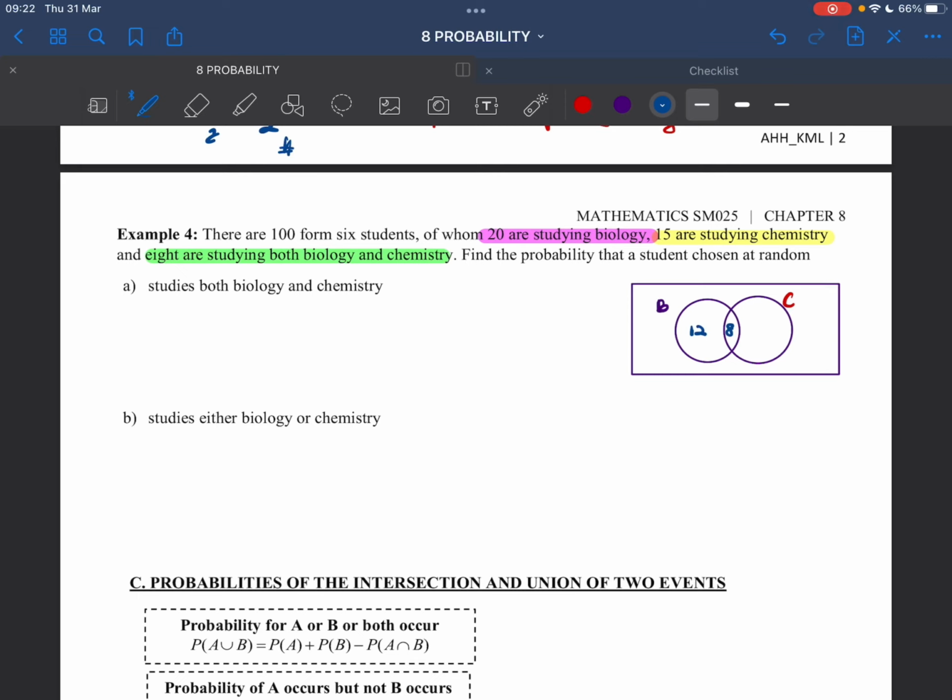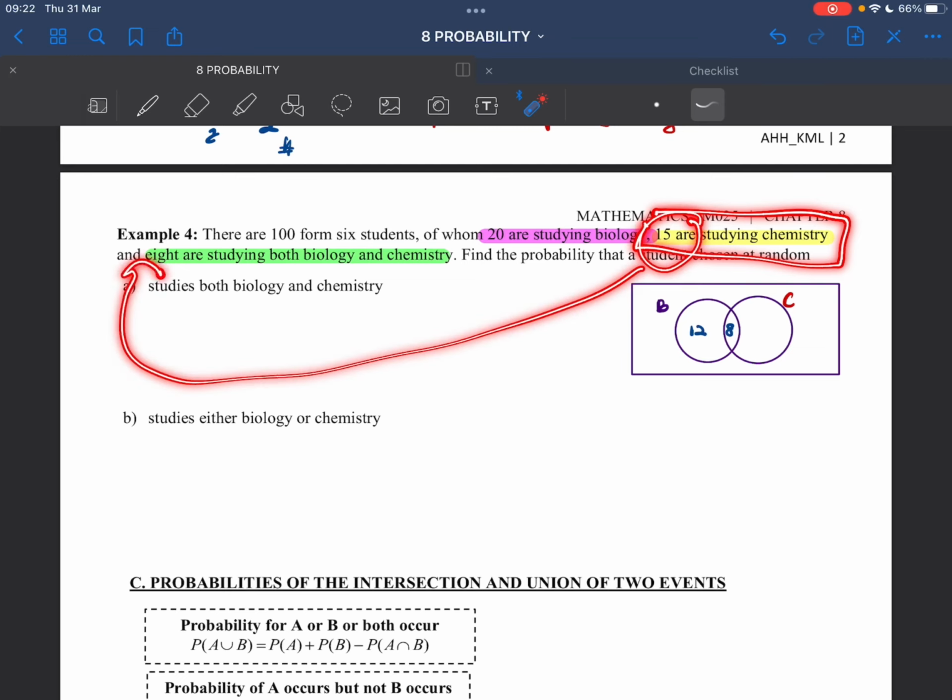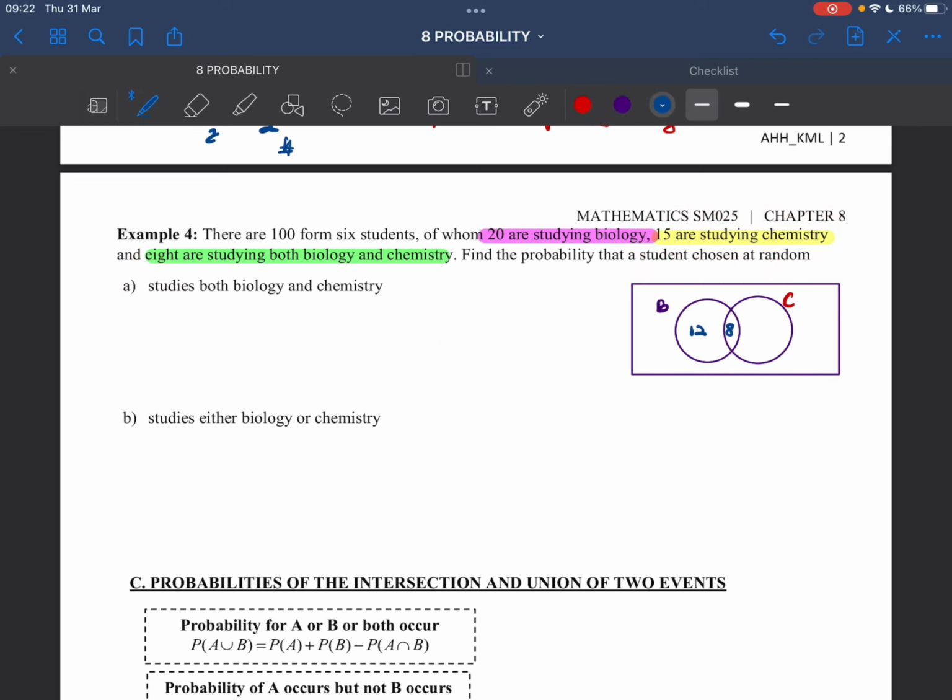And here we have 15 studying chemistry. From this 15, some of them are from these 8 students. So we are going to do 15 minus 8, which gives 7 that study only chemistry. How about the rest of the students? You have 100 students. So 100 minus 12 minus 8 minus 7, we have 73. So 73 will sit outside of this circle.